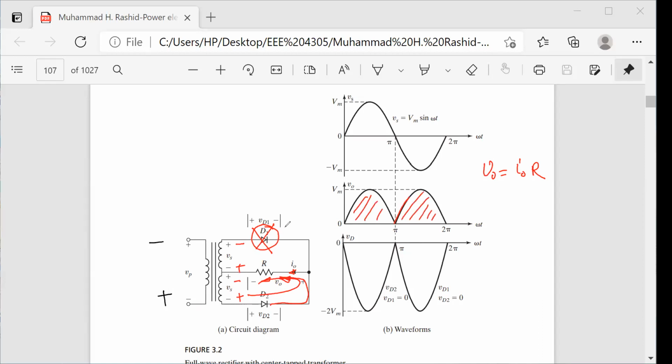And what will be the wave shape of the voltage of your D1, VD1, from pi to 2 pi in omega t?